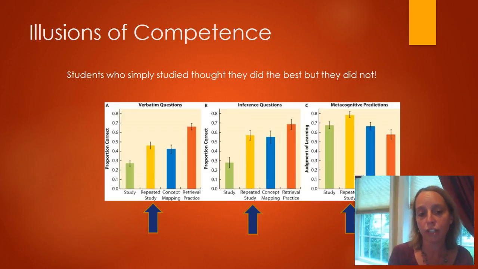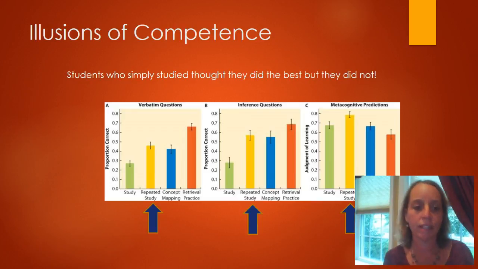So if you look at your screen, you're going to see the yellow bar represents repeated studying. And basically what happened in this study by Karpicke and Butler is that they were looking at how effective students were if they used different kinds of studying approaches. One study approach was to review their notes, and that's the repeated studying. And you can see here that they did not perform super well in terms of regular verbatim questions or inference questions. And yet, when you look at the metacognitive prediction, which is all the way on the right-hand side, what this is tapping into is a question that asks students, so how well do you think you learned this content by using this strategy? And these students were the most confident.